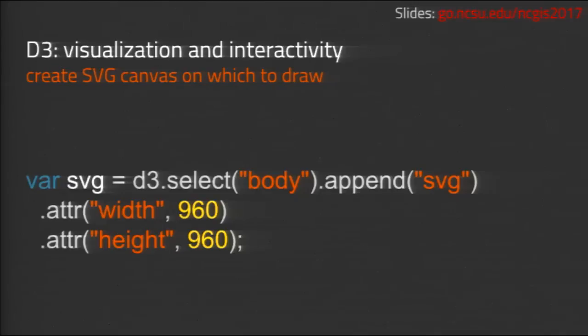This SVG canvas is what I'm going to be drawing my map on. And I'm giving it a few attributes. I'm just telling it the width and height of that canvas. This is not responsive, and it won't end up being responsive. I'm setting the size to be 960 by 960 pixels. So I've created the canvas on which I will be drawing.